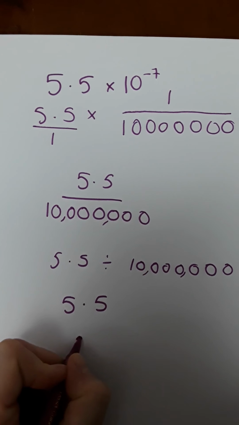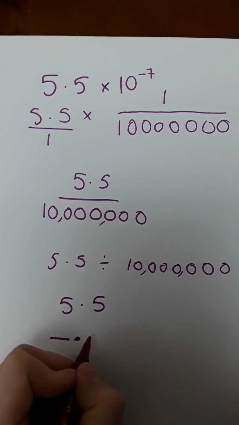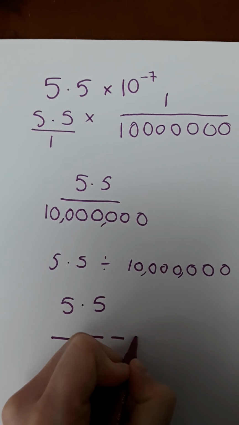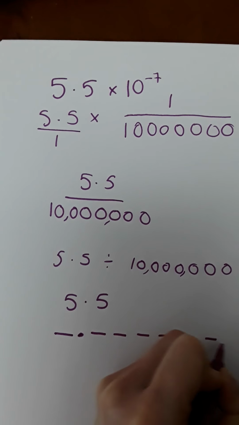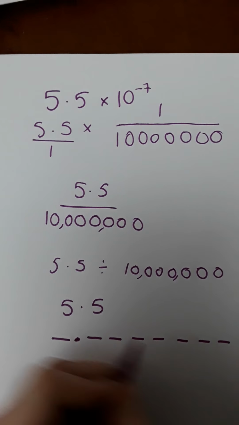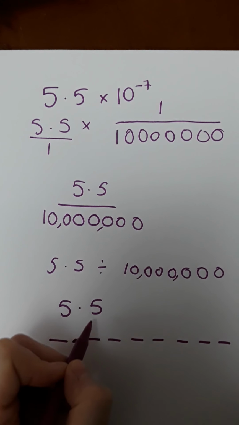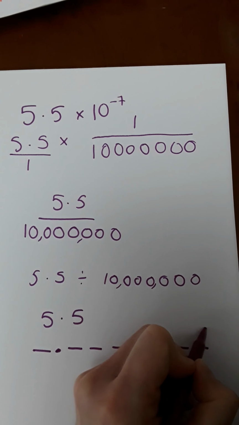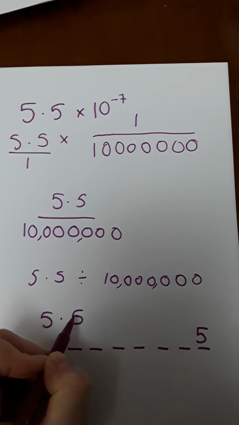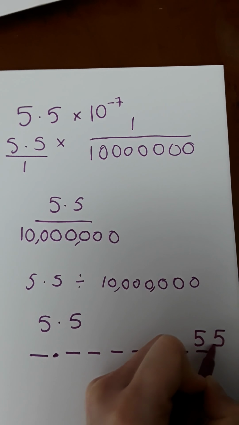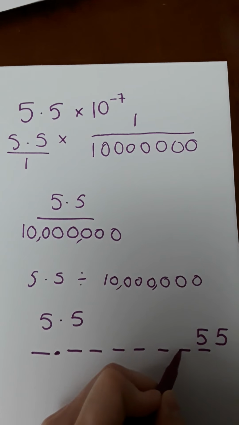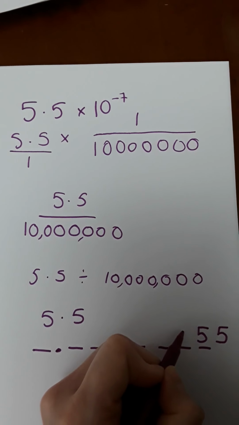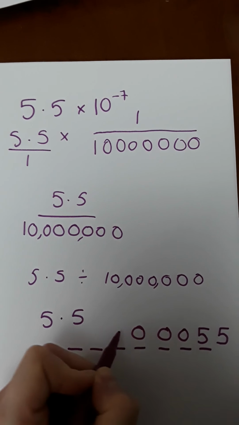So at the moment, I've got my decimal point here and my 5 is sitting here, but it's got to go back 1, 2, 3, 4, 5, 6, 7 places. So if it started here, 1, 2, 3, 4, 5, 6, 7 places, and then this 5 is going to keep sitting behind it. Now notice that we've got all these gaps, so we need to fill them in with zeros.